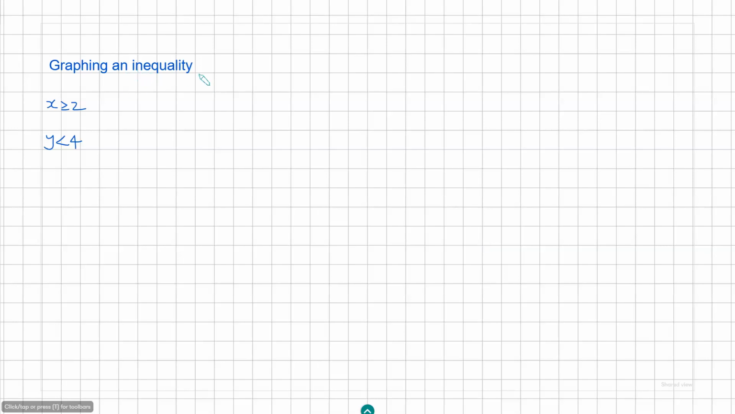We are moving to the section on graphing an inequality. So x greater than or equal to 2 is an inequality, right? Now, how do you draw the graph for that inequality?